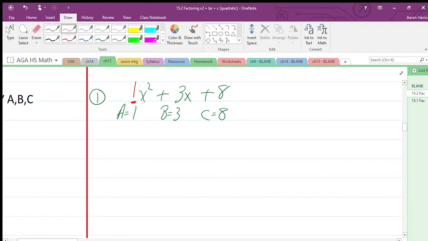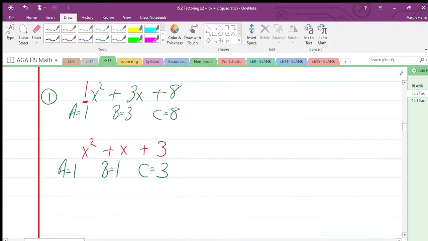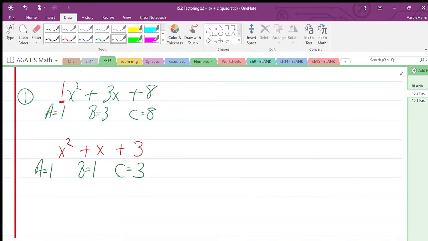Okay? So what about x squared plus x plus 3? What is A? A is equal to 1. B is equal to what? 1. C is equal to what? 3. See how simple that is? Let's do a couple more. What if I just have x squared? Well, A is equal to 1. B is equal to what? 0. C is equal to what? 0. So that's the way we're able to do that.